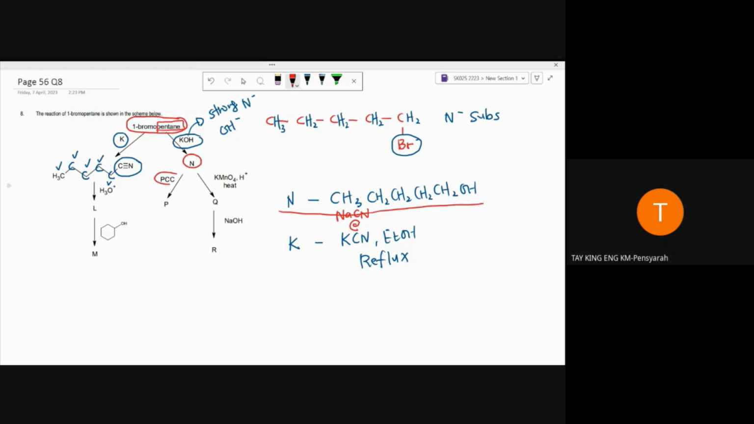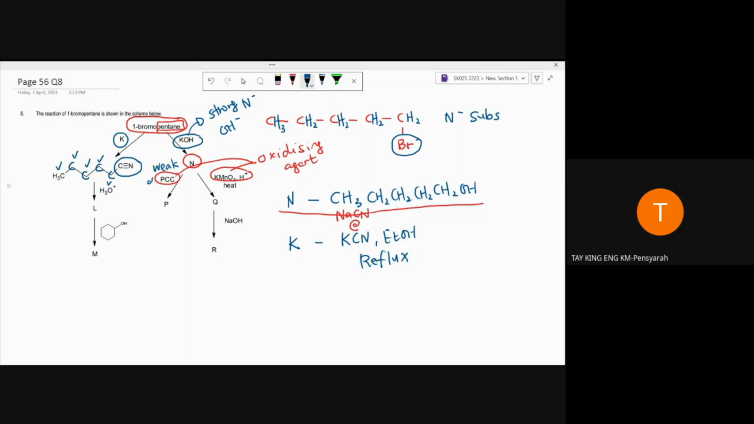So we nampak PCC and KMnO4, H+. Basically, we know these two adalah oxidizing agent. So what's the difference between these two oxidizing agents? PCC is considered a weak oxidizing agent, or sometimes we can use the word mild oxidizing agent. But KMnO4 is the strong oxidizing agent. So strong oxidizing agent, and then we have to check this alcohol N is a primary alcohol.